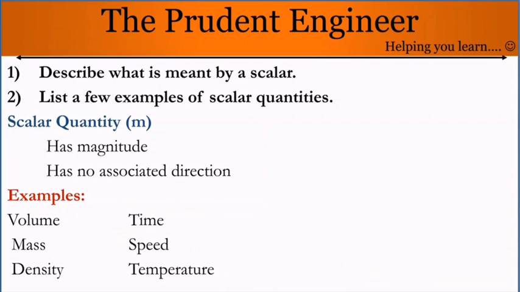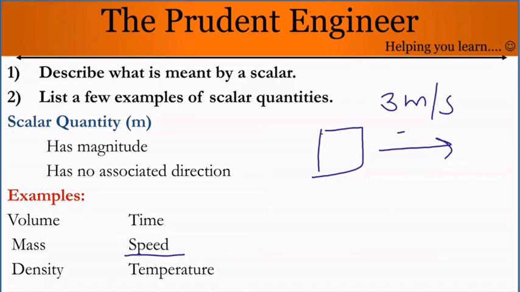Speed is the most important one, because people are very often confused between the terms speed and velocity. When I say there is a wagon moving in a particular direction with a speed of 3 meters per second, we did not assign a particular direction to this. So this is the magnitude of the velocity. Speed is the magnitude of the velocity. We'll get to know about velocity in the next slide, but for now just remember that speed is only the magnitude of the velocity and does not have any associated direction.